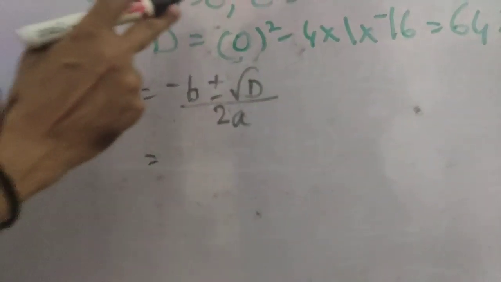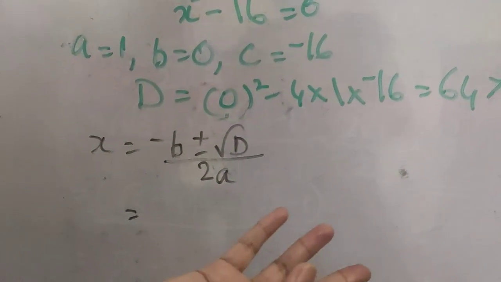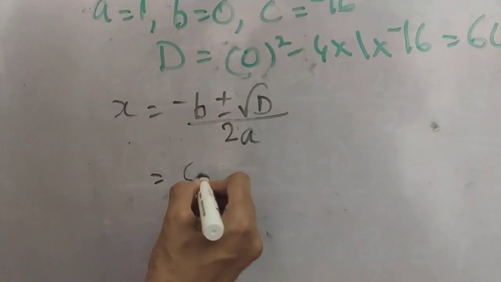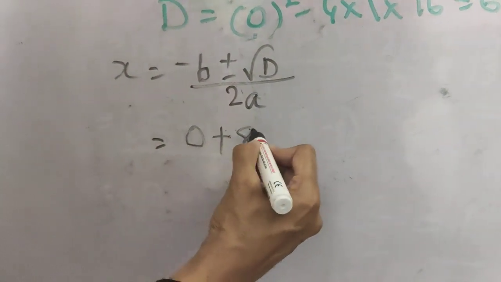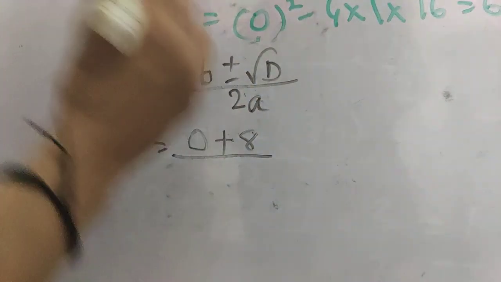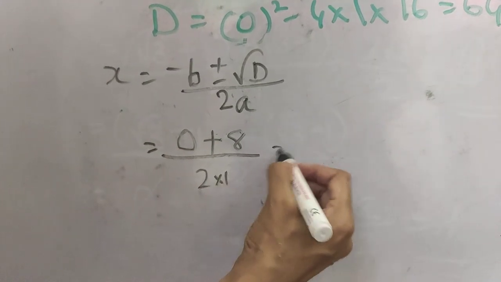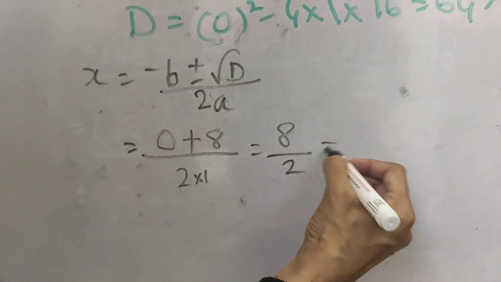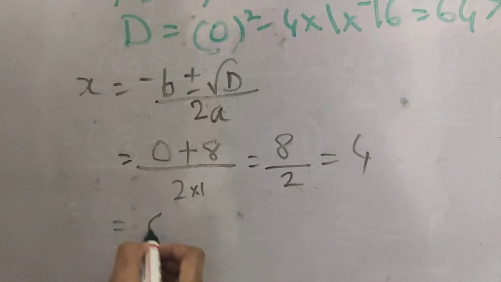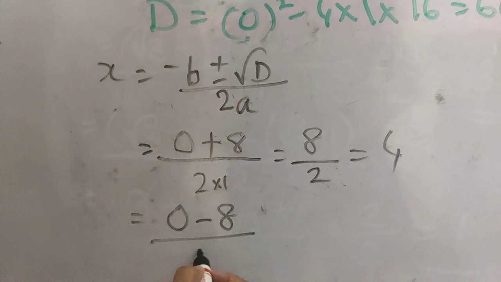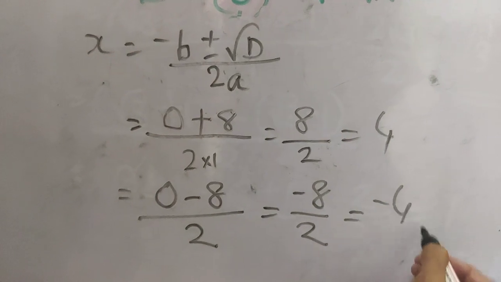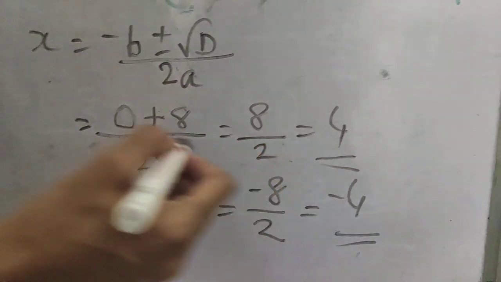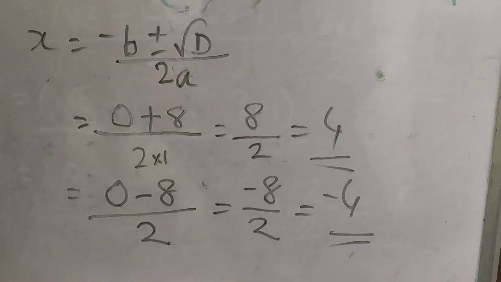So one value of x. B, what is b? B is 0. Minus b, it doesn't matter, isn't it? So 0 plus, what is root of 64? 8 by 2a, 2 into 1. So one value will be 8 by 2, which is 4. The other value will be 0 minus 8 by 2, which is minus 4. So the values of x are 4 and minus 4.